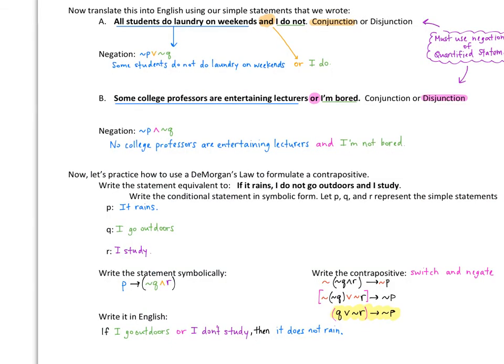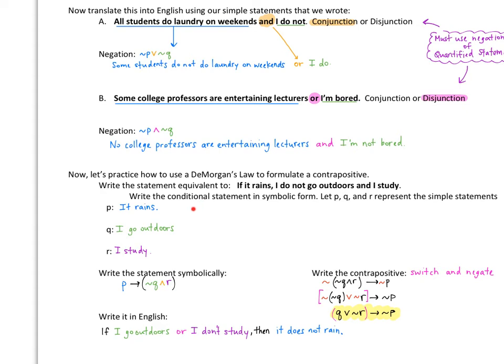The last example is going to look at and use DeMorgan's Law to formulate a contrapositive. So remind yourself what a contrapositive statement is. So first, let's look at this statement. If it rains, I do not go outdoors and I study. So we want to write a statement that's equivalent to that. So remember, our contrapositive is equivalent to the conditional.